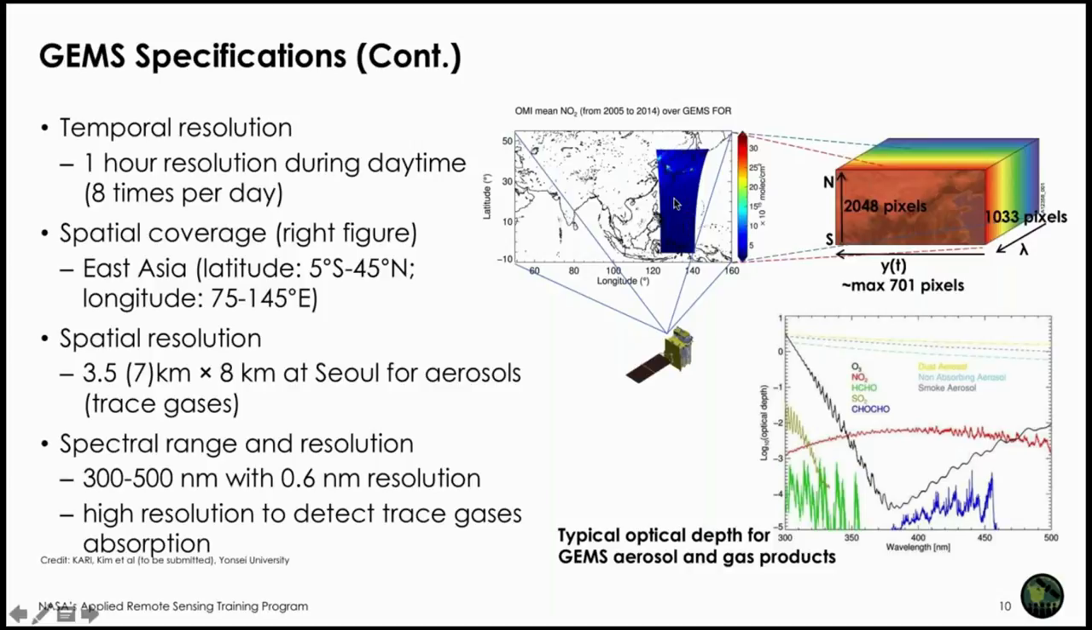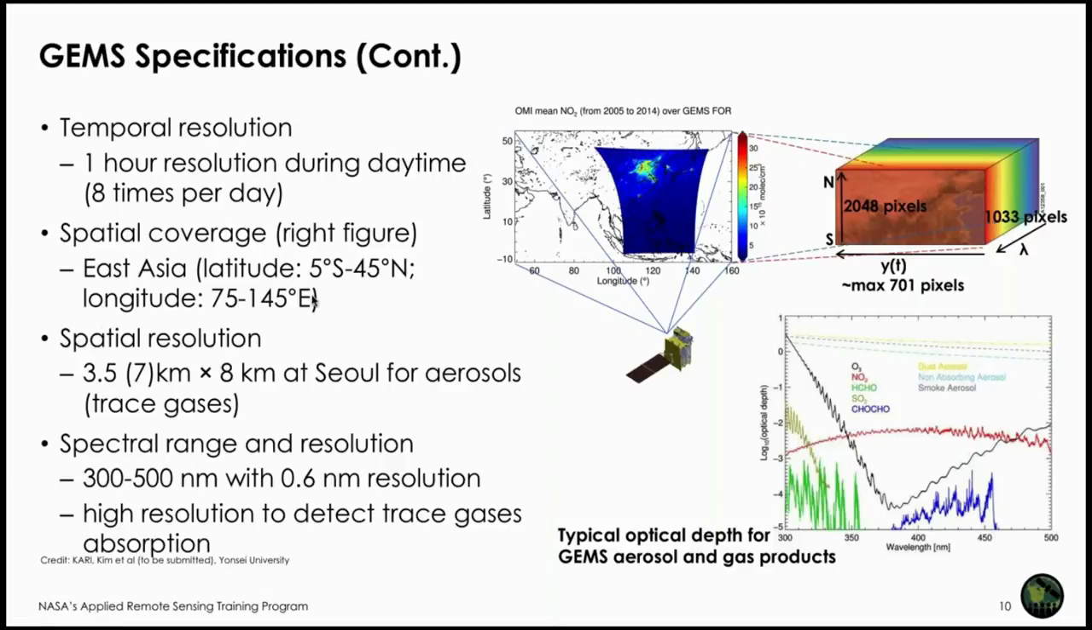It has a somewhat coarse spatial resolution, like 3.5 by 8 kilometers or 6 by 8 kilometers at SOR for aerosols and trace gases, respectively. And it also covers a broad area of East Asia. The latitude is from 5 south to 45 north, and longitude from 75 to 145 east.